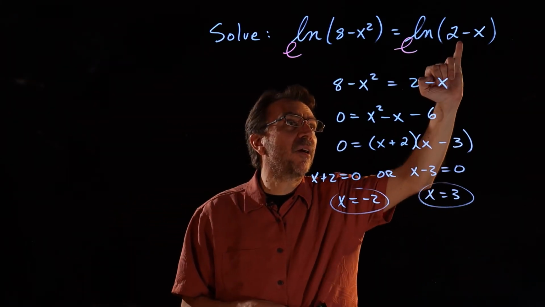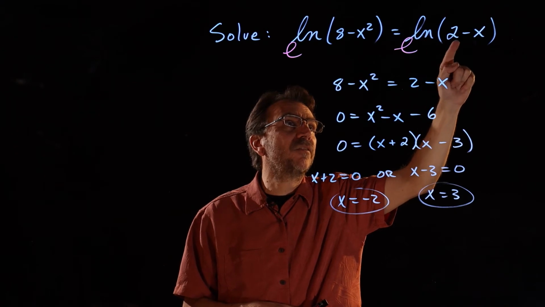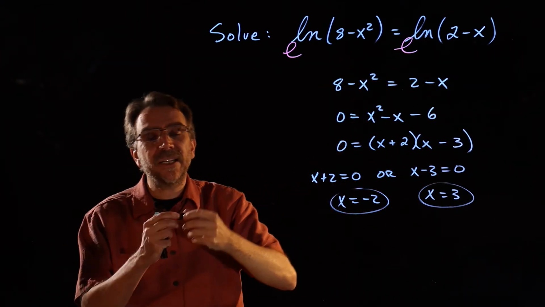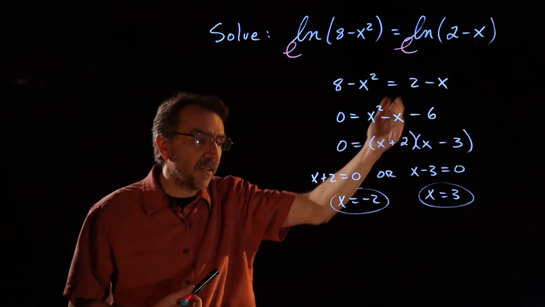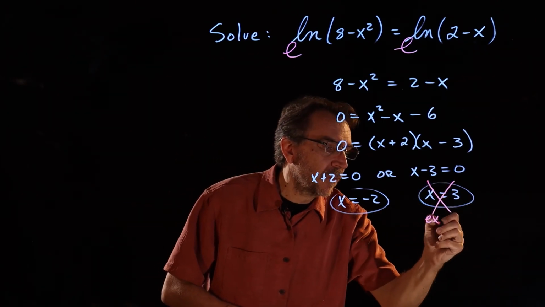Let's look at 3. When I plug in 3 into the original, notice I'll have a natural log of 2 minus 3, which is a natural log of -1. Natural log of -1 is a domain error. The argument of the logarithm has to be positive. So the actual extraneous solution here is the 3.